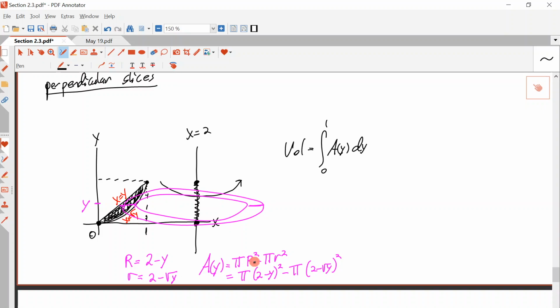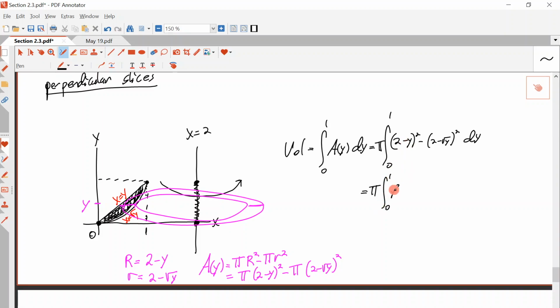Right? So it's pi times the area of the larger disk minus the area of the smaller disk. So this is the integral from 0 to 1, and I'm going to put the pi out front. Pi times the integral from 0 to 1, 2 minus y squared, minus 2 minus root y, dy. So I've got to multiply this thing out, integral from 0 to 1.